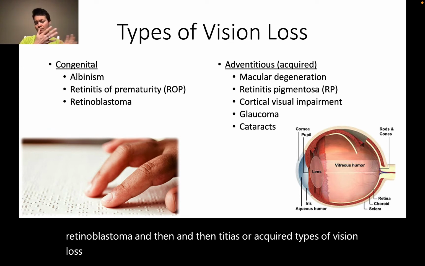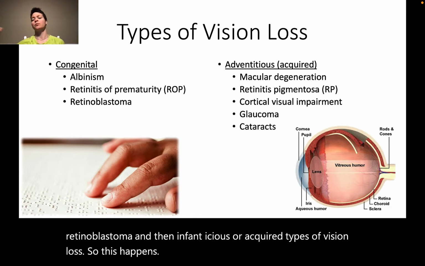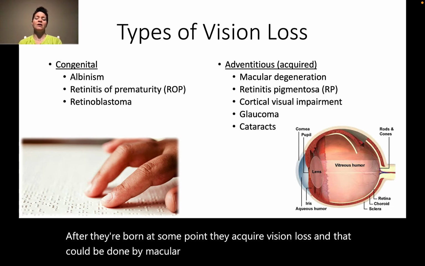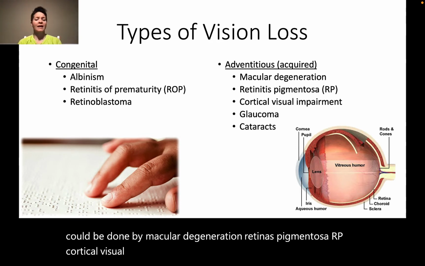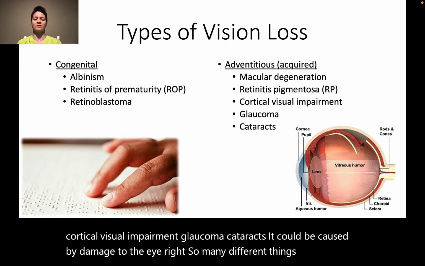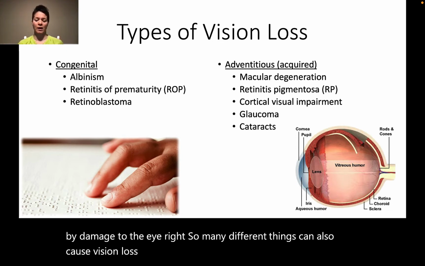So this happens after they're born. At some point they acquire vision loss, and that could be done by macular degeneration, retinitis pigmentosa, RP, cortical visual impairment, glaucoma, cataracts. It could be caused by damage to the eye, right? So many different things can also cause vision loss that's acquired as well.